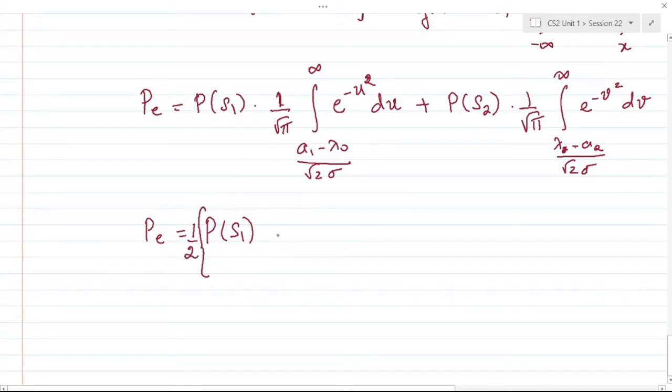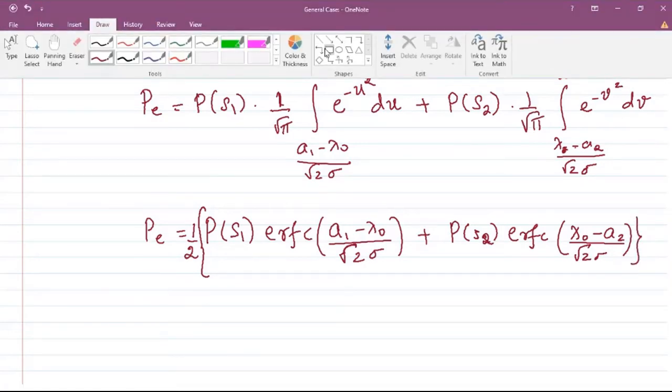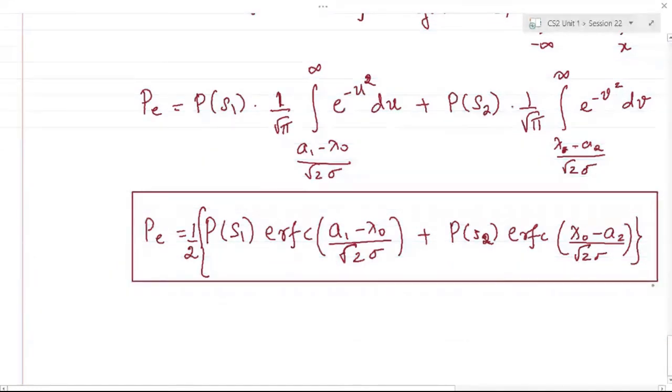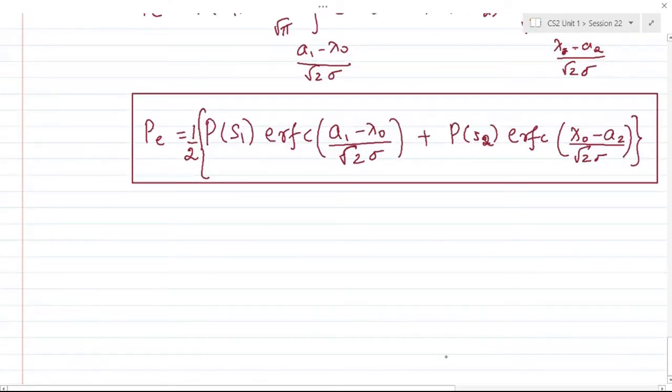So this will be P of S1 times the complementary error function of (A1 minus lambda naught) over root 2 sigma, plus P of S2 times the complementary error function of its lower limit, which is (lambda naught minus A2) over root 2 sigma. This is the minimum probability of error for the threshold lambda naught that we have set. Of course, the expression looks clumsy, but once you apply it to specific cases, you will understand the simplicity of this expression.